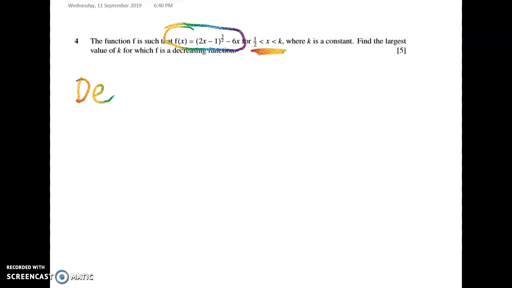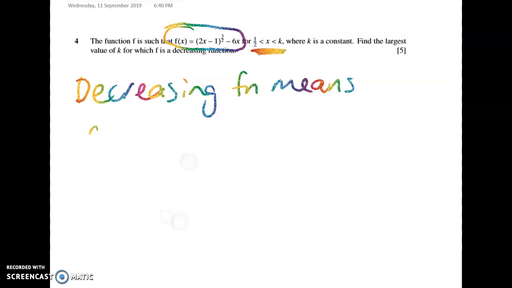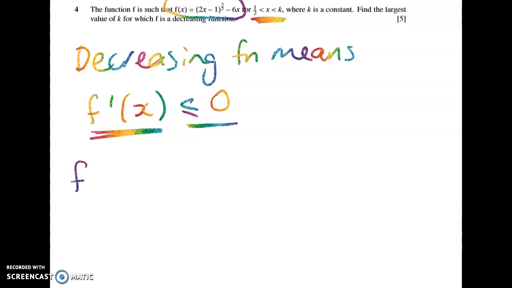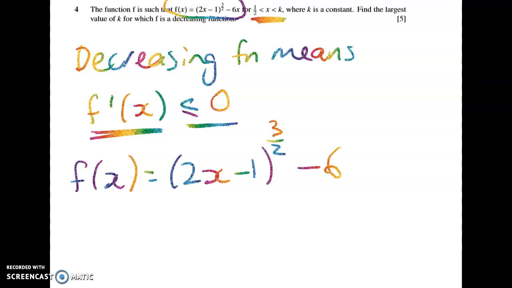So decreasing function. What does that mean? A decreasing function means that the gradient is negative. We can either write it as strictly negative or weakly negative. I'll write it as weakly negative. So what we have to do is find the derivative and then solve this inequality. We've got f of x is equal to 2x minus 1 to the power of 3 over 2 minus 6x. So f dash of x will be equal to this.